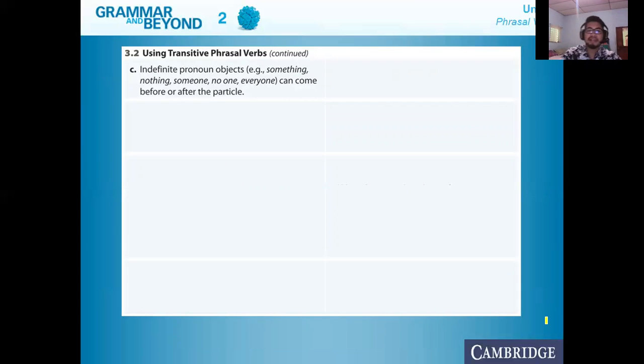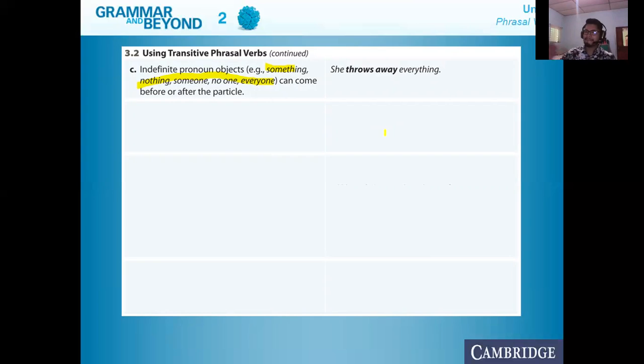We're going to see some others. Indefinite pronouns, okay? Something, nothing, someone, or everyone can come before or after the particle. What's an indefinite pronoun? It's a kind of pronoun that we use when we don't know what kind of person, the quantity of people, the kind of person, animals, or things or objects we are talking about. Therefore, they are the pronouns something, nothing, someone, no one, anyone, everybody, anything, that you can imagine.